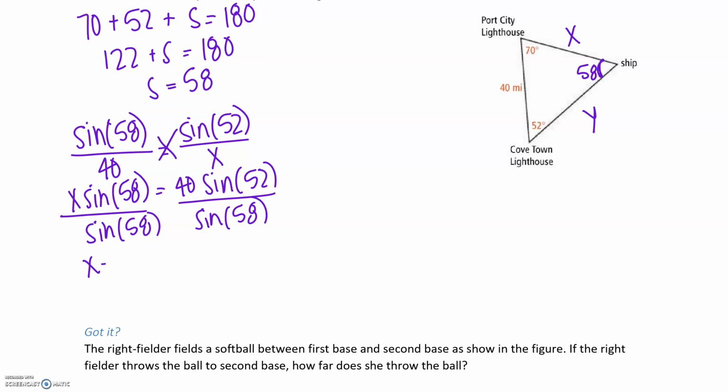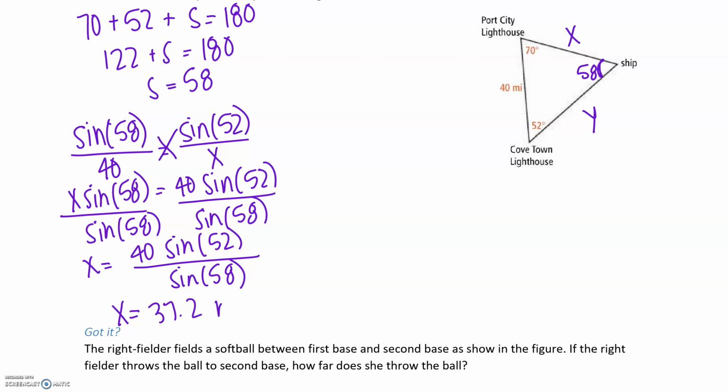That leaves us with x equals 40 sine 52 over the sine of 58. So when we put that into our calculator, x is going to equal about 37.2 miles.